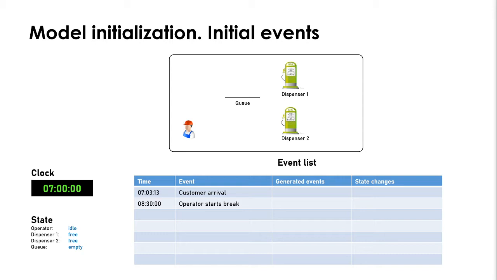So the next step is to move the clock forward. We have identified two events, the customer arrival and the operator break starting time. So we know that in between 7 o'clock and 3 minutes 13 seconds, nothing is going to happen, because nothing will change once we've started our model to run, which is equivalent to starting with a working day. Nothing will change until we have the first customer arriving to our system.